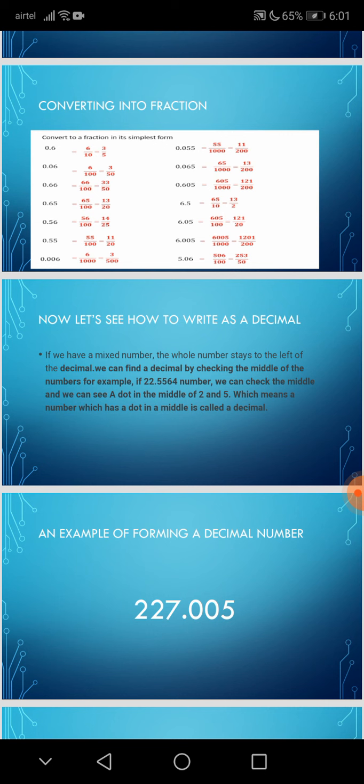An example of forming a decimal number: we can form it by putting a point somewhere and adding the number for multiplying, so that you can only add a number which has at least more than 2 zeros.